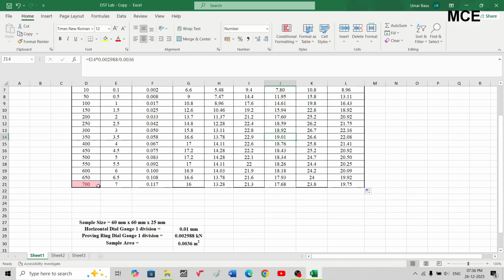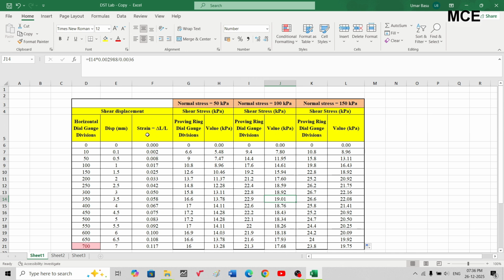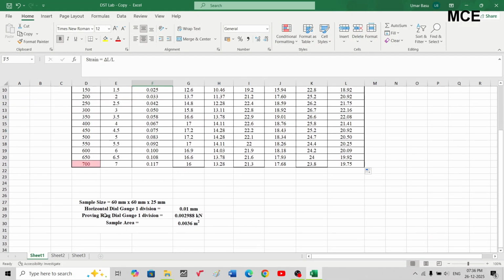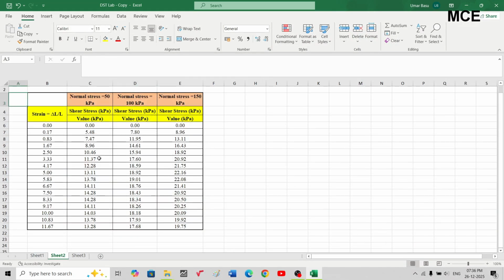After getting the value of shear strain and shear stress, we will now draw the shear stress versus shear strain curve. In the second sheet, you can see I have already drawn the table having 4 columns. The first is the strain, which we calculated, then the shear stress for the normal stress of 50 kilopascal, the shear stress for normal stress of 100 kilopascal, and the shear stress for normal stress of 150 kilopascal.